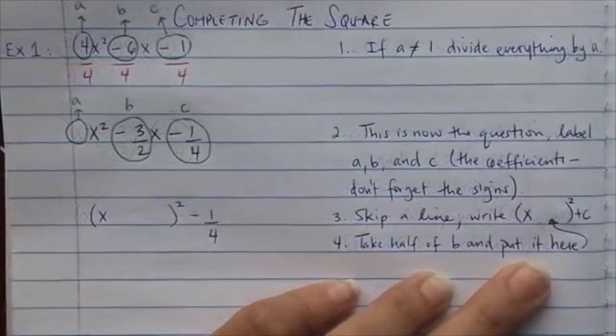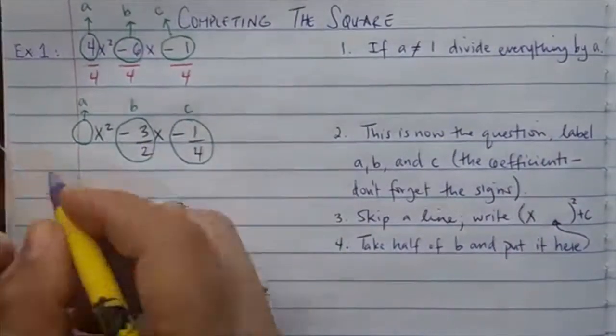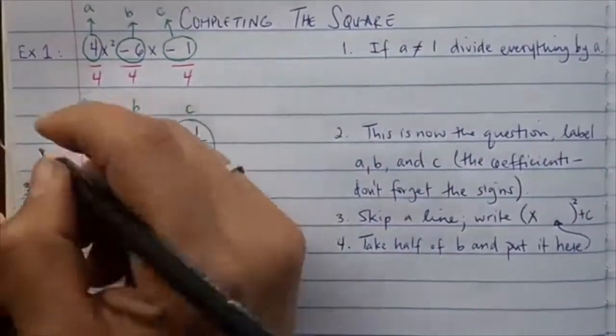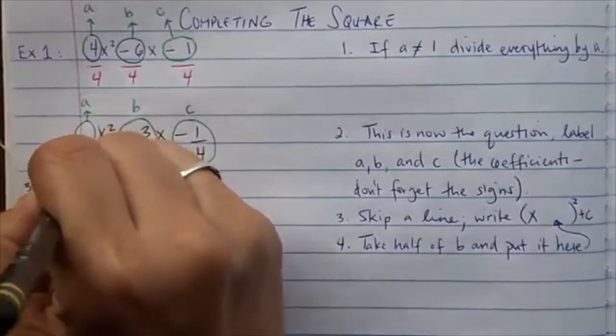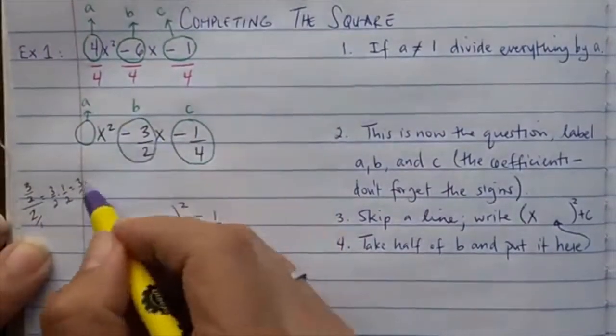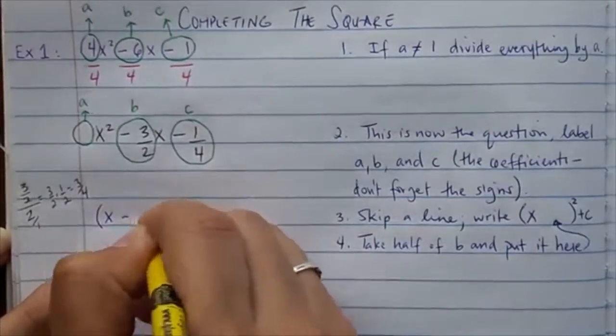Put it here. So half of B. What is half of negative 3 over 2? So 3 over 2 divided by 2. So we can write that over as 3 over 2 divided by 2 over 1, and then keep, change, flip, or sandwich, and you're going to get 3 over 4.